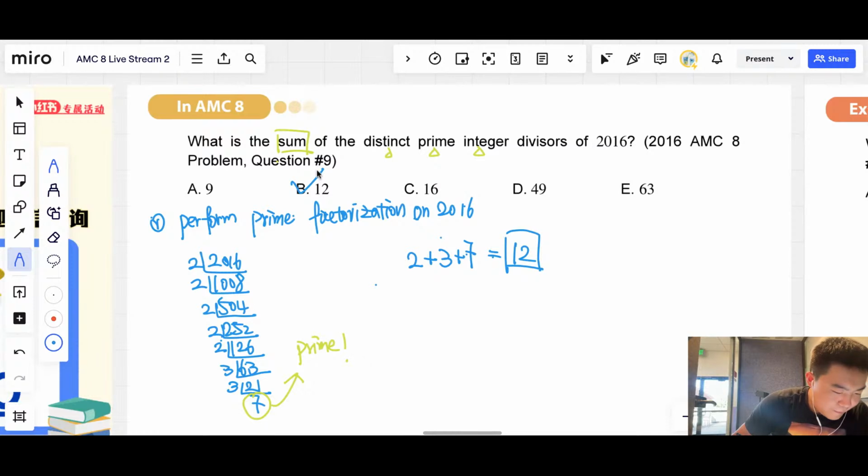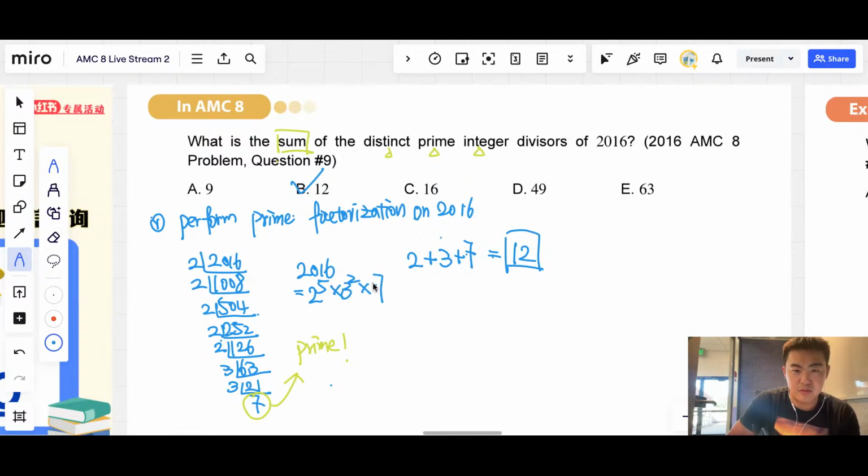Okay, good. So which option are we choosing? B. Actually, let's add one more step, okay? So after doing the prime factorization, we know that 2016 is equal to 2 to its 5th power times 3 to its 2nd power times 7. Okay, so that's just for a supplement, for better understanding. Again, the option should be B, and the approach is the exact same as the warm-up problem.